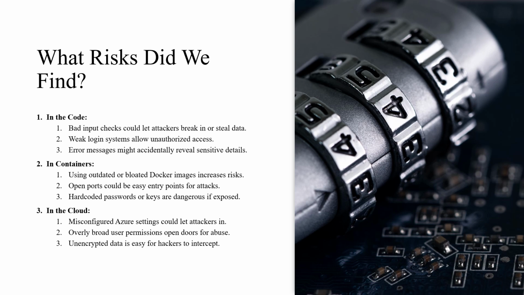Moving further, what risks did we find? As we analyzed the system, we found three main categories of risks. First, in the code, we saw potential vulnerabilities like weak input validation, authentication issues, and overly detailed error messages. In the containers, there were risks like using outdated images, open ports, and hard-coded secrets. Finally, in the cloud infrastructure, we noticed misconfigurations, overly broad user permissions, and unencrypted data. These issues made the app susceptible to attacks and data leaks.